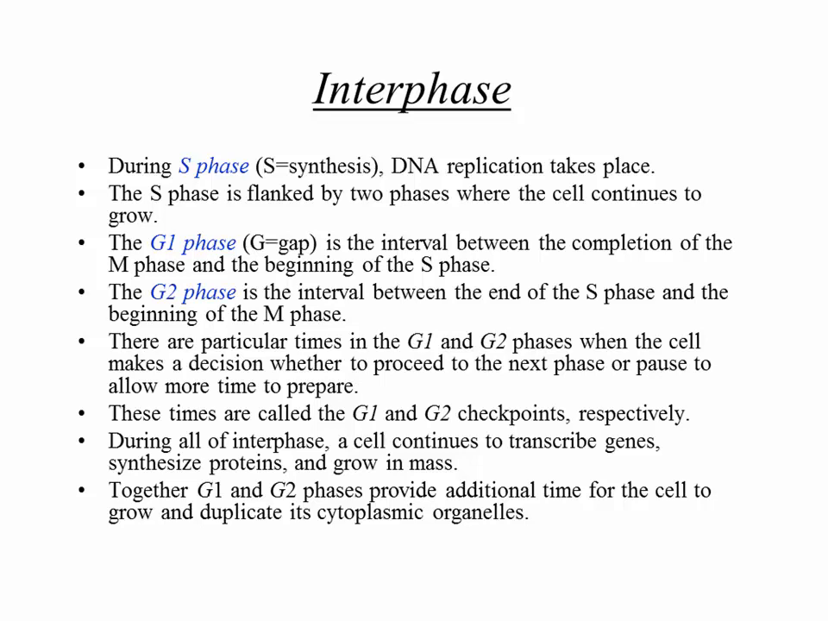So the G1 phase is the interval between the completion of the M phase and the beginning of the S phase. The G2 phase is the interval between the end of the S phase and the beginning of the M phase. That's what I showed you on the diagram. Now, there are particular times in the G1 and G2 phases when the cell has to make a decision about whether to proceed to the next phase or to pause to allow more time to prepare. And these times are called the G1 and G2 checkpoints.